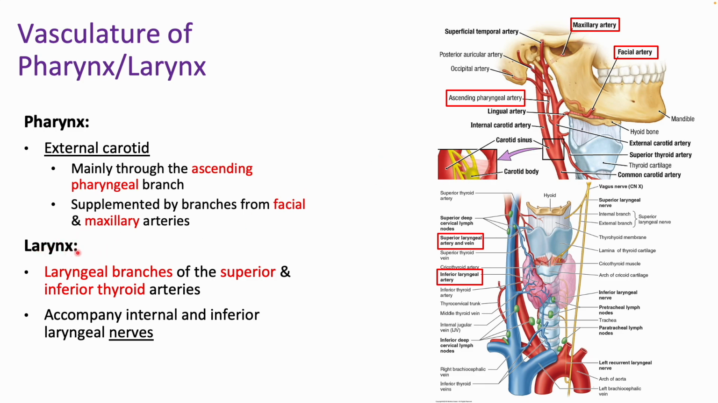Our larynx, we have laryngeal branches of the superior and inferior thyroid arteries. And so I marked this here. And like the superior laryngeal artery, if we go up here, you follow that back, that's a branch or a continuation of the superior thyroid artery. So our inferior thyroid is going to give off the inferior laryngeal. Our superior thyroid is going to give off the superior laryngeal. And so those laryngeal branches are going to be all the vasculature of the larynx. And they're going to accompany the internal and inferior laryngeal nerves.